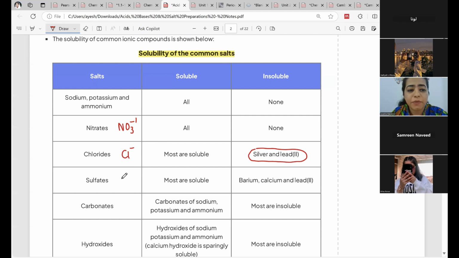Then we have sulfates. Soluble with water, yes. Here the solubility with water we are checking, means can we make aqueous solution or no? So sulfates.